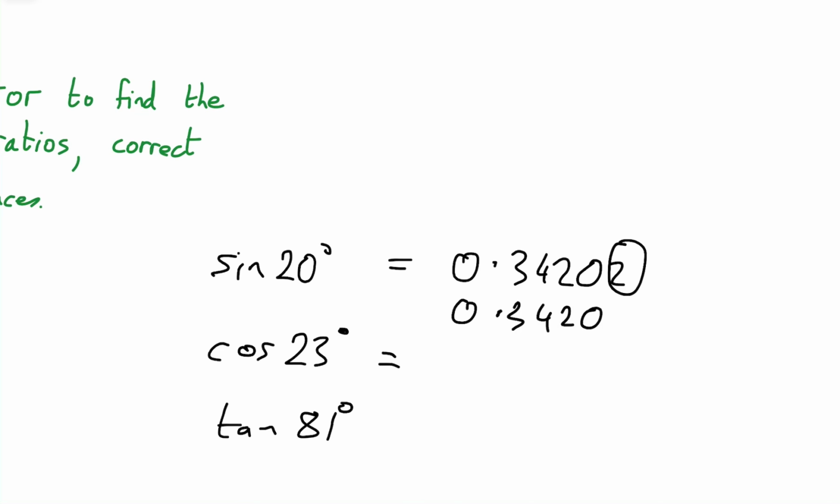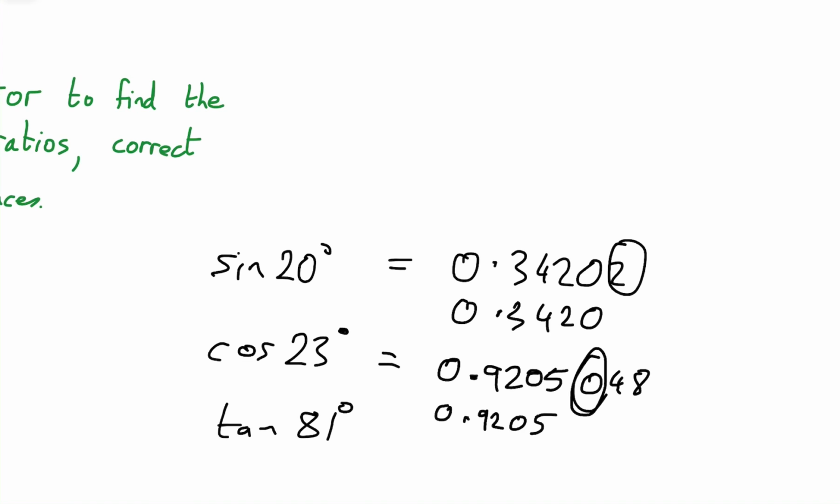The next one, 23 degrees. Cos of 23 degrees is 0.9205048, and so on. But again, I'm interested in 4 decimals, so I'm looking at the 0, and that'll give me 4 decimals there.